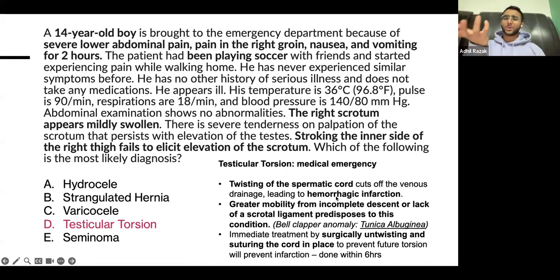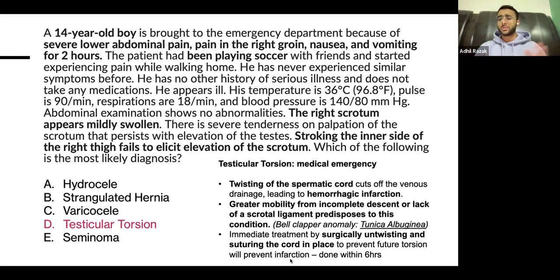What happens is that the spermatic cord gets twisted, and this leads to hemorrhagic infarction. What leads to it is greater mobility from incomplete descent or a lack of scrotal ligament, which predisposes to this condition. There is a certain abnormality called the Bell-Clapper anomaly, where a ligament which is supposed to hold the testicle in place is not there. When the tunica albuginea is absent or the patient has Bell-Clapper anomaly, his risk for having torsion increases a lot.